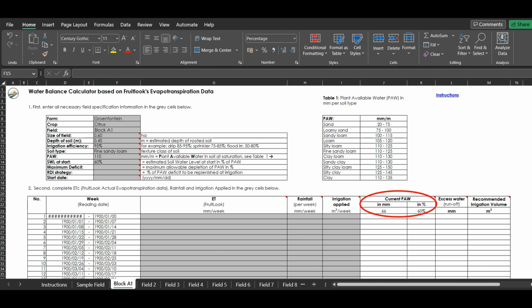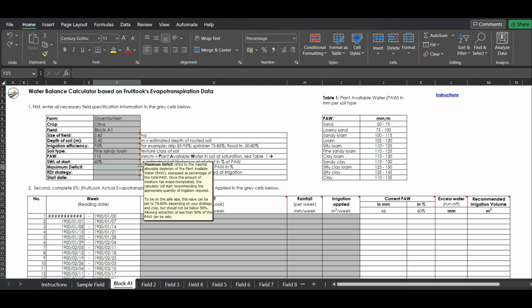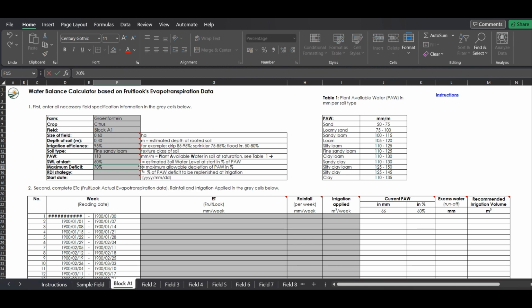Not all soil water is actually readily available for uptake by plants. Therefore, the maximum deficit or allowed depletion is the percentage of plant available water where uptake can still occur without difficulty. For this example, the maximum deficit is 70%, which means that irrigation should commence as soon as the plant available water level drops below 70%. This value is dependent on crop and soil type, and extraction below 50% can cause plants to stress.